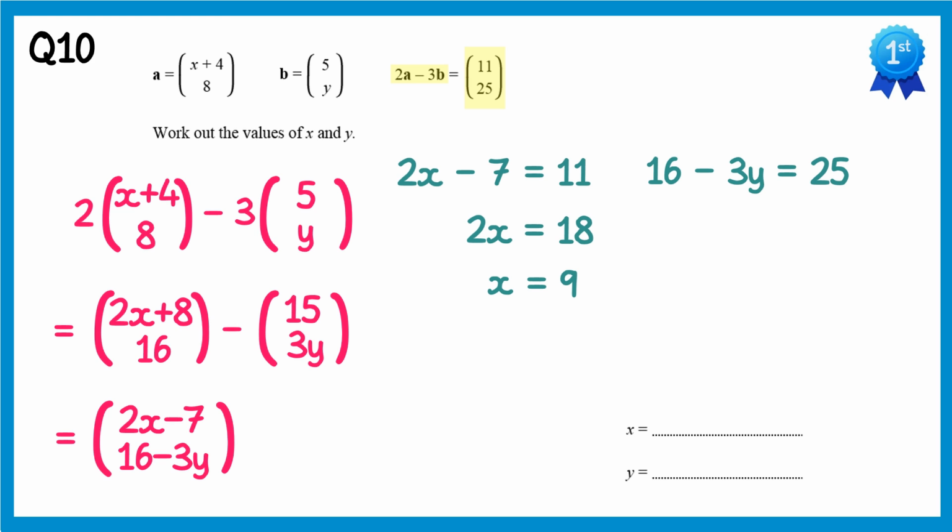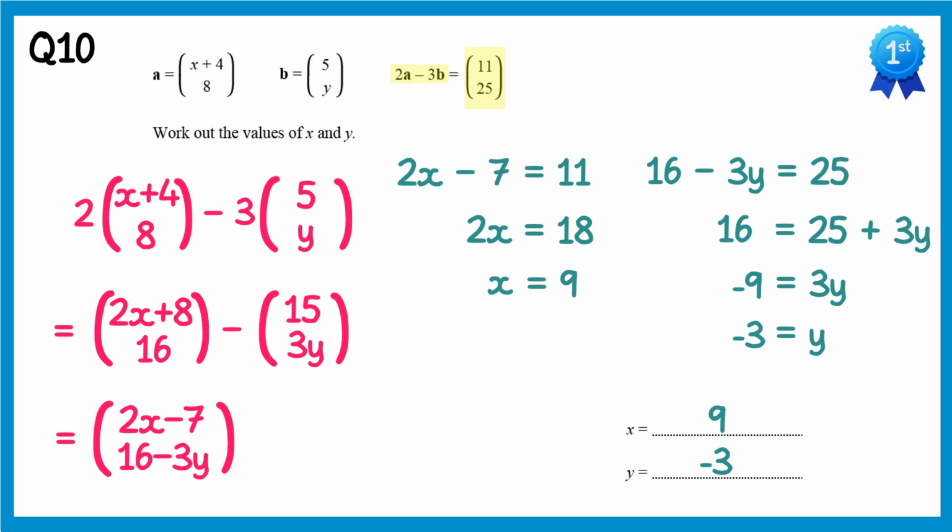For the right equation, add 3y to both sides. On the left you'll get 16, and on the right it will be 25 plus 3y. Then take 25 from both sides, 16 take 25 is -9, and the 25's cancel on the right, so you're left with 3y. Divide both sides by 3, and you'll get -3 equals y. So x is 9, and y is -3.